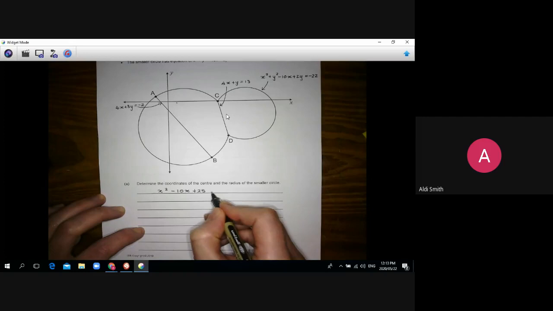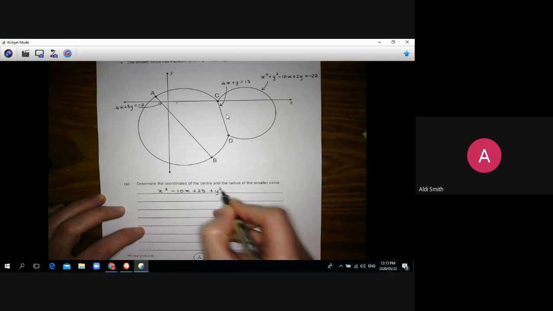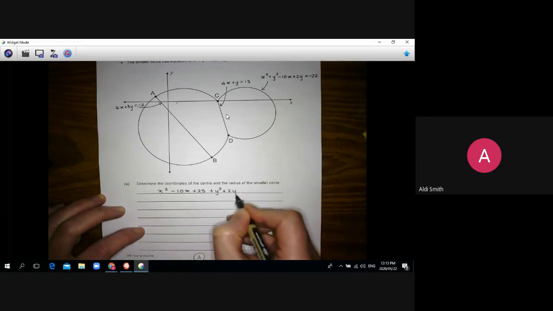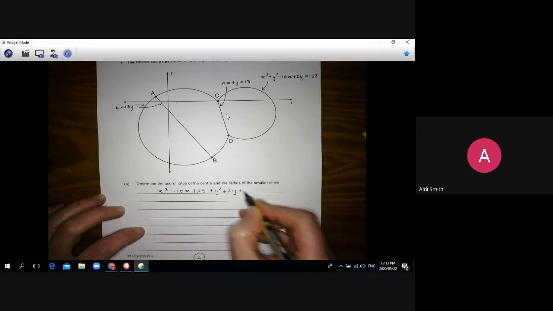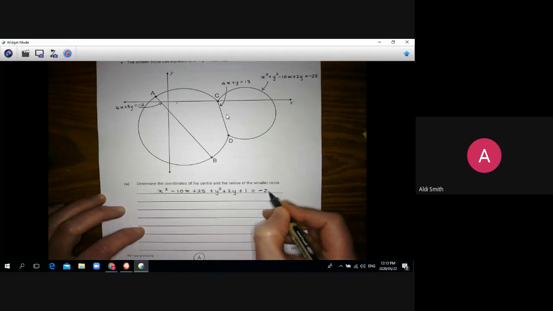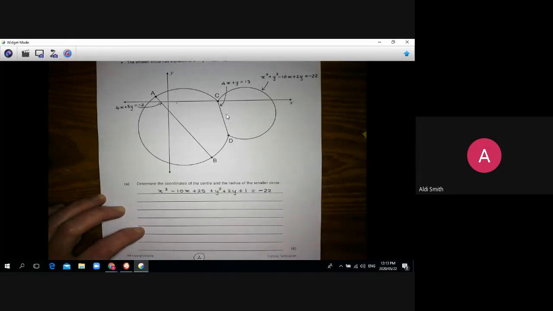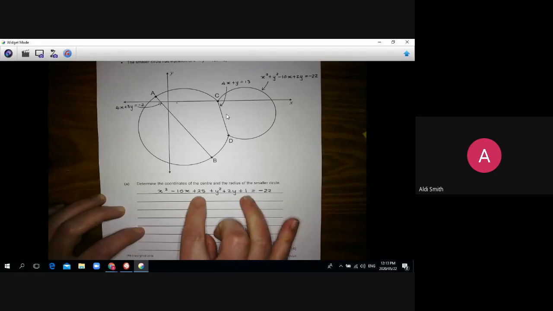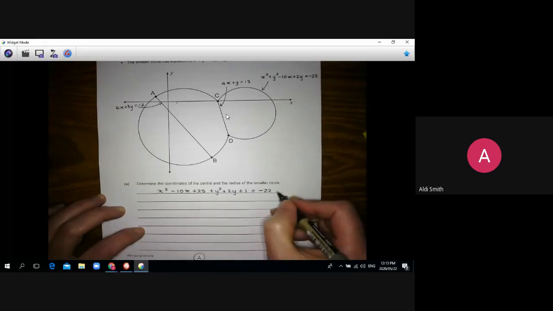Then I'm going to go and say plus y squared plus 2y. And then again, you take that, you half it, or you divide it by 2, which gives you 1. And then you square it, which is still just 1. The minus 22, careful then, don't forget this step. I've added 26 on the left-hand side, so I also need to add 26 on the right-hand side.